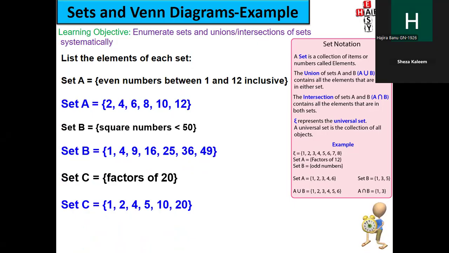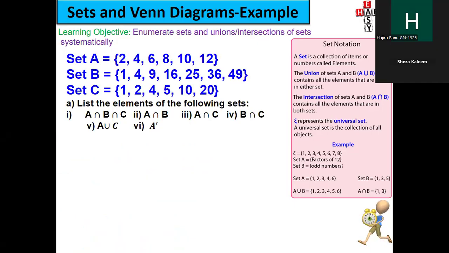Now, once we get sets A, B, C, list the elements of the following set. A intersection B intersection C means what is common between A, B, C that you are going to write. So if you see, 4 is common in all three sets. So the first element is 4. Then, is anything else common between all three sets? No. Nothing. So the answer for this is only 4.